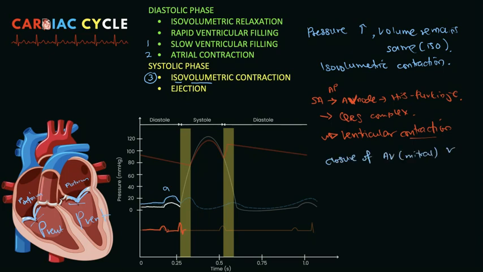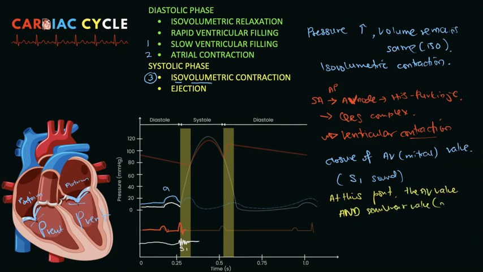Closure of the AV valve for the left ventricle, the mitral valve, will cause the S1 sound, represented by this squiggly line on the heart sound right when the mitral valve closes. At this point, both the AV valves and the semilunar valves are closed, represented on the graph by this highlighted portion. This is where isovolumetric contraction happens because all the valves are closed.